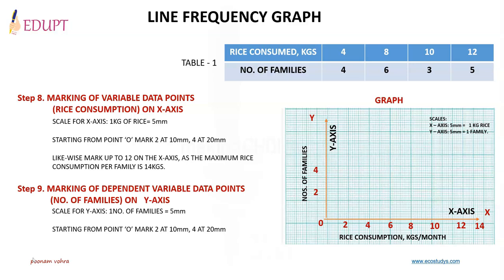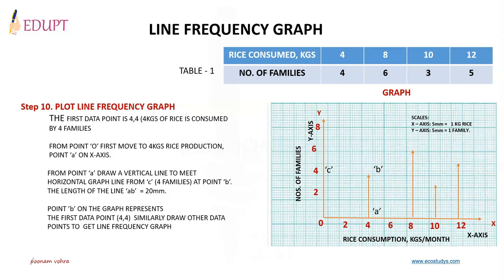Then one can mark dependent variable data points, that is number of families, on y-axis. Scale we have already understood. One family is 5 mm. So starting from O, mark 2 at 10, 4 at 20. Likewise, mark up to 8 on y-axis.